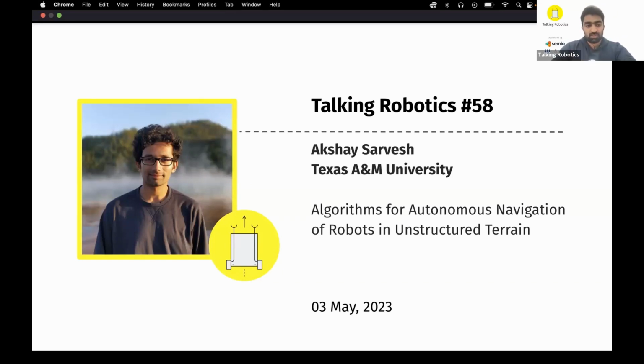And over the course of his research so far, he has developed algorithms in the domain of motion planning, path planning, and dynamic control of robots in unstructured terrain using reinforcement learning based techniques and classical techniques.